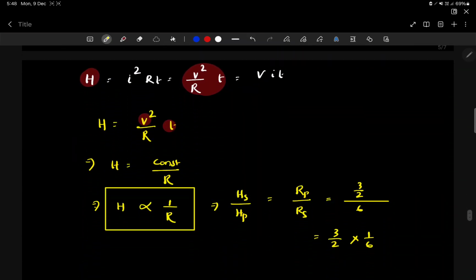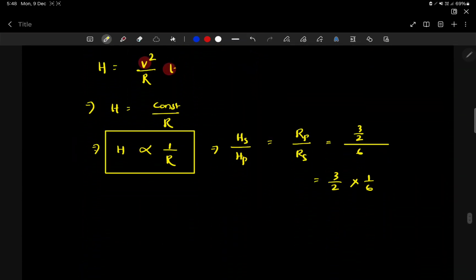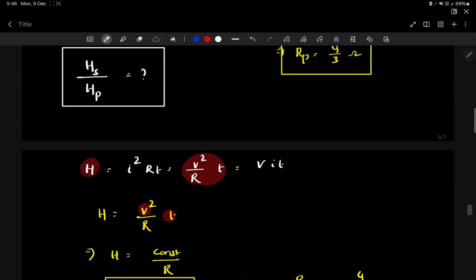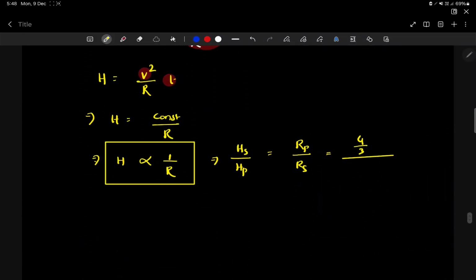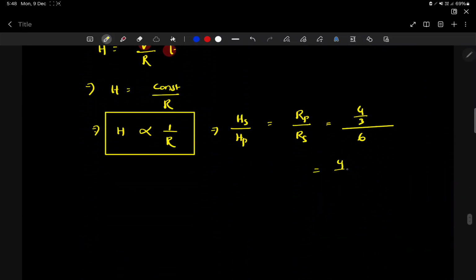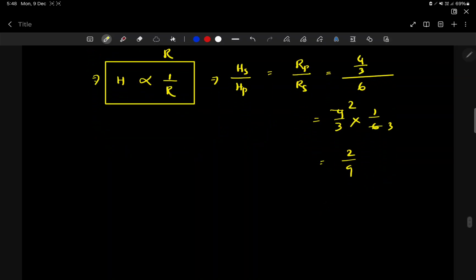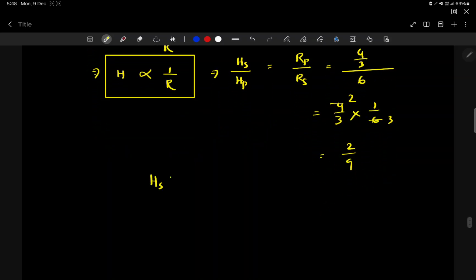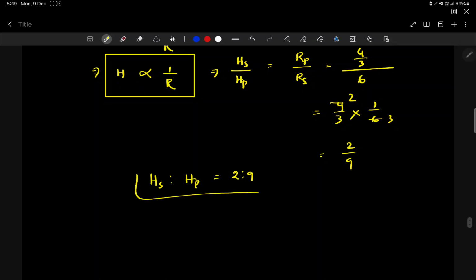Yes. So now you put your Rp value as 4 by 3 and the Rs value as 6. That is equal to 4 by 3 into 1 by 6, that is 2 by 9. Okay, so Hs is to Hp equals 2 is to 9.